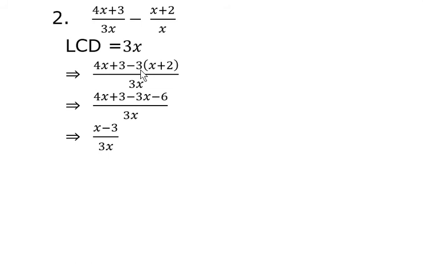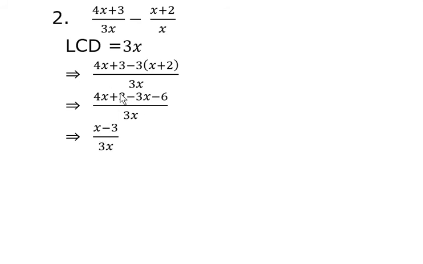So we have 3 times the quantity x plus 2. It's important that you put x plus 2 inside the parentheses so that you will not be confused. Then 4x plus 3, copy. Then this 3 is distributed to the factor x plus 2. So negative 3 times x, that's minus 3x. Then negative 3 times positive 2, minus 6. Then simplifying 4x minus 3x, that becomes x.